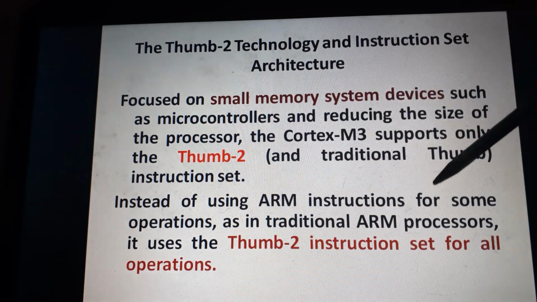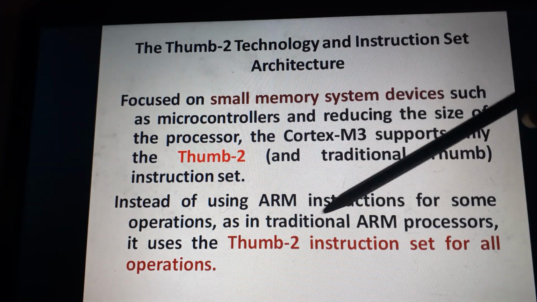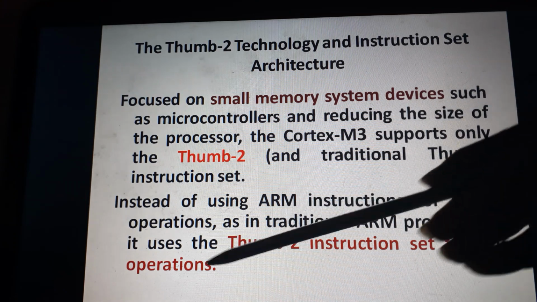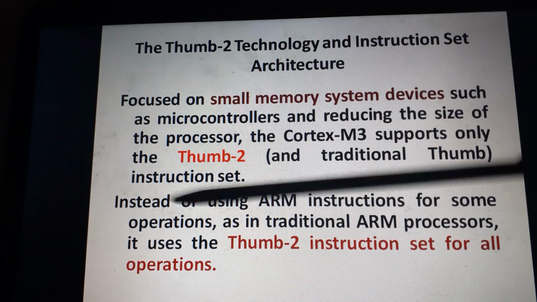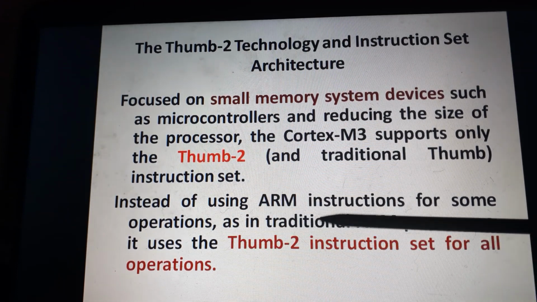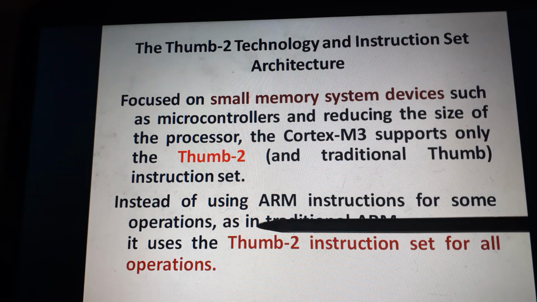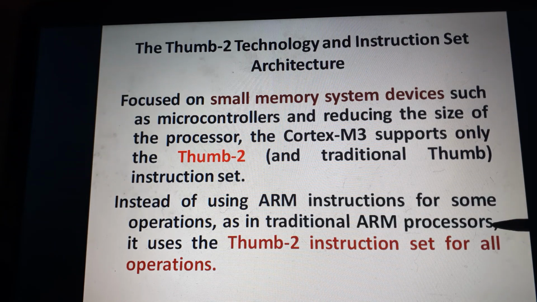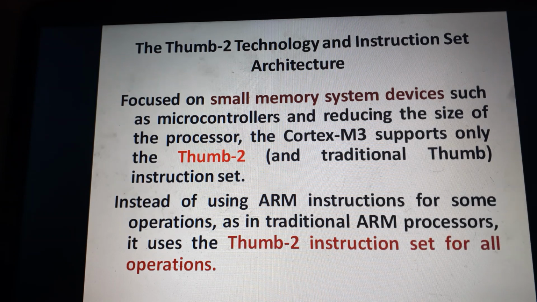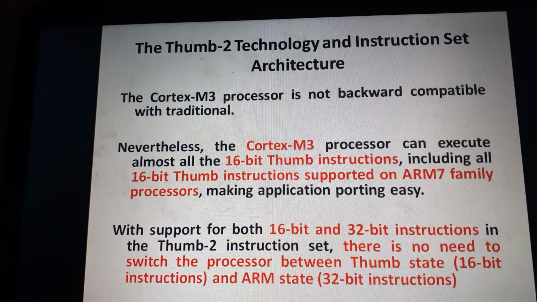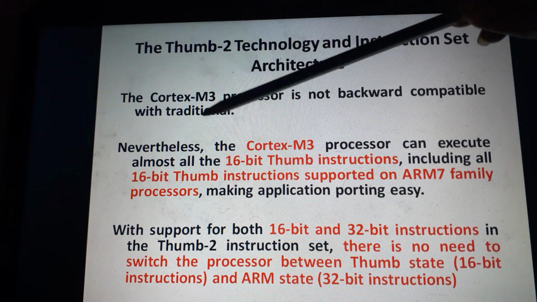Instead of using ARM instructions for some operations as in traditional ARM processors, it uses the Thumb-2 instruction set for all operations. This is a very important point. The Cortex-M3 processor is not backward compatible with traditional ARM instructions.